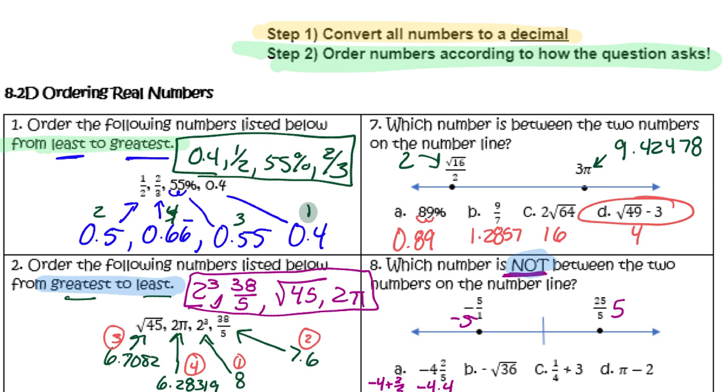So negative square root of 36. So again, use the negative symbol in your calculator instead of the subtraction, okay? Because we don't want to use the subtraction. The negative symbol is the one next to the enter key. So you are going to get negative 6.